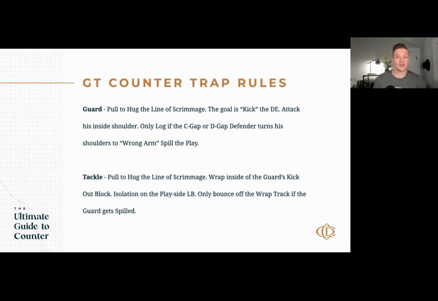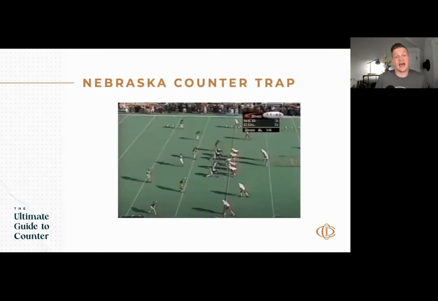So we are getting a trap block unless all else fails. And then the rule for the tackle is similar. We're pulling to hug the line of scrimmage straight down the line. We're wrapping inside the guard, ISO blocking on the play side linebacker, and we're only going to bounce off that wrap track if the guard gets spilled aggressively, right? We want to make the defense sacrifice a man if they're going to spill. That has to be the attitude.